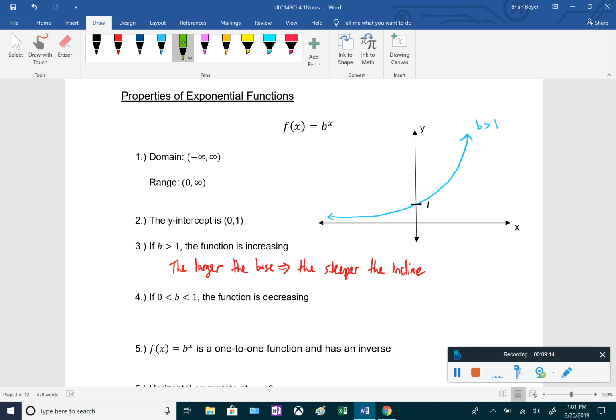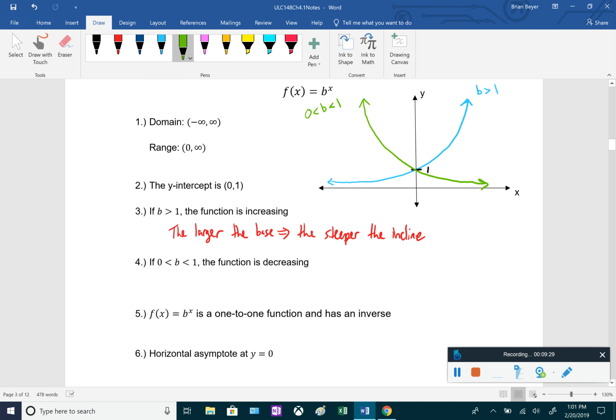If the base is between 0 and 1, that's going to be decreasing. So that would look something like this. We saw that on the last page also. So this is for the base between 0 and 1. And for this one, the smaller the b value, the closer to 0, the steeper the decline.